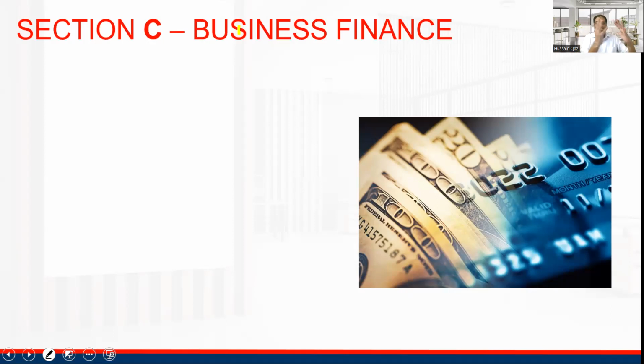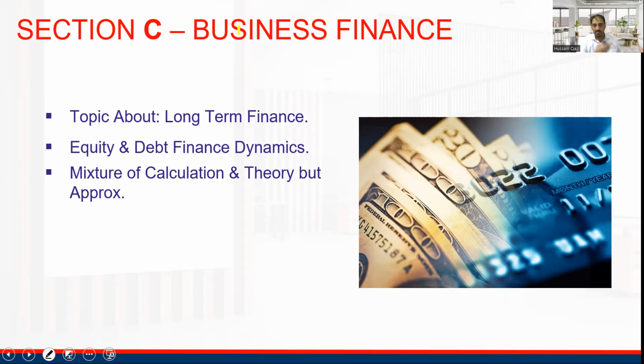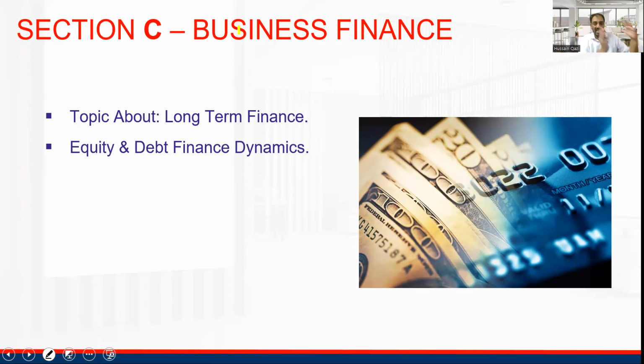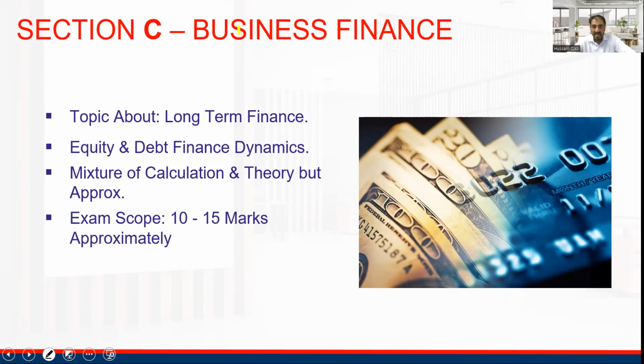Section C, once you have identified the investment, now let's discuss the business finance topic. The dynamics of business finance. Dynamics means where to arrange and how to arrange finance, either equity or debt. So what are the dynamics to arrange equity finance? What are the dynamics to arrange debt finance? It's a mixture of calculation and theory. And the theory is very technical here. Business finance theory is very technical. Exam scope, 10 to 15 marks.